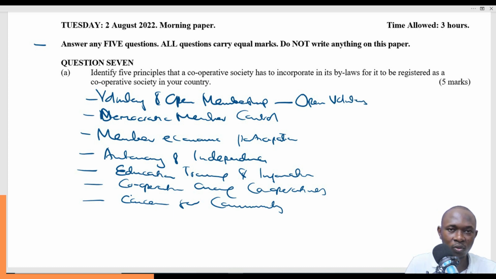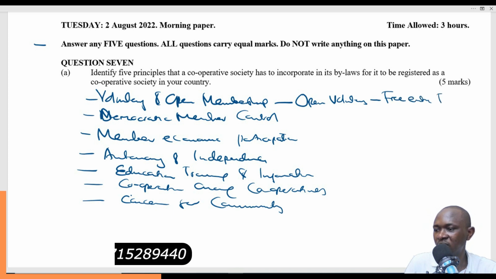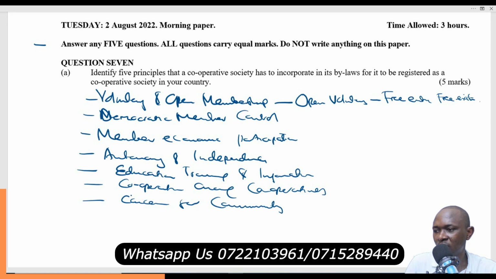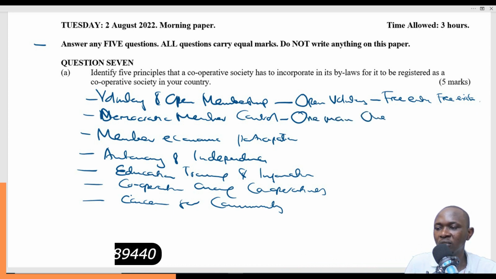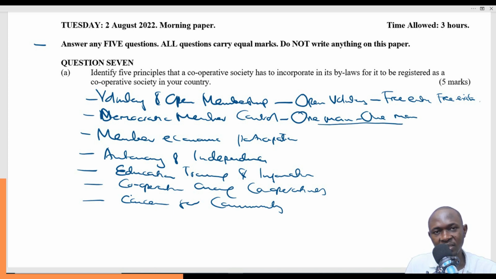You join when you want, you exit when you want. So, simply put, free entry, free exit. You can't force somebody to join a cooperative society. Democratic member control. Unlike companies, here we talk about one man, one vote. It doesn't matter how much you invest in that cooperative society. Unlike companies where it's one share, one vote, here it's one head, one vote. So you cannot have 2 votes. Even if you have invested so much in that society, at the end of the day, you only have 1 vote, just like any other person. So there's a lot of fairness and equality.